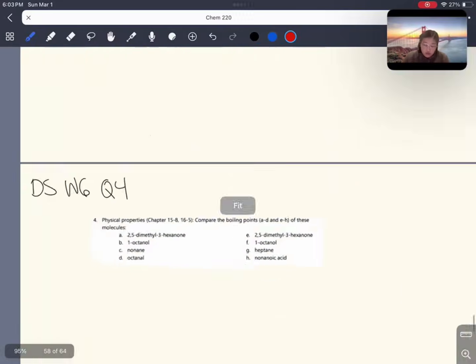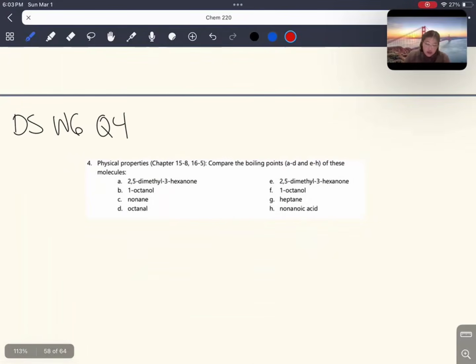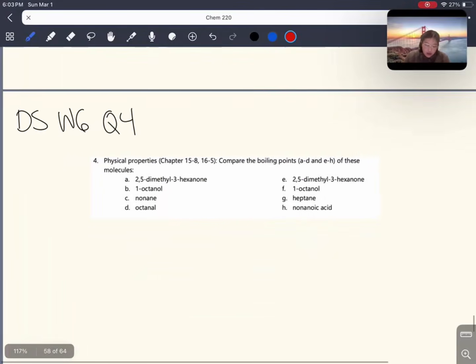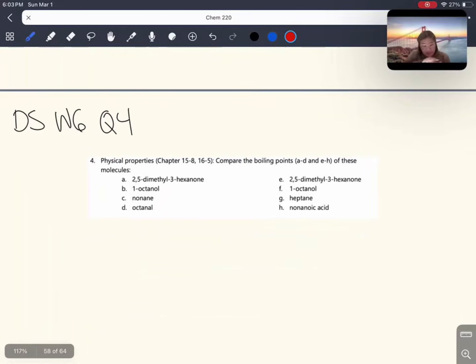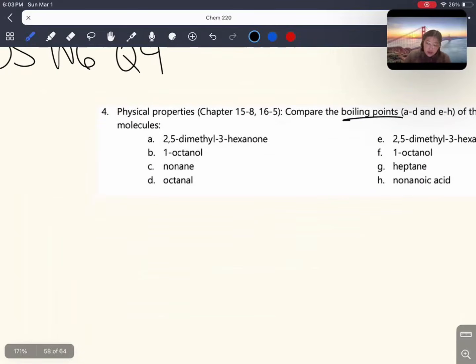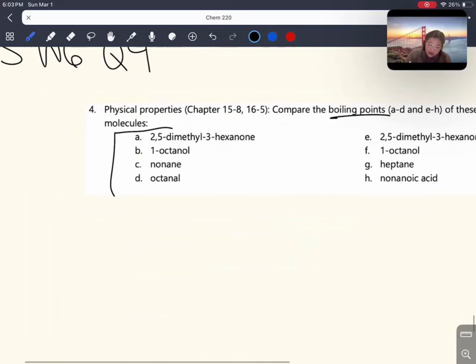So the next question is discussion section, week 6, question number 4. It also asks about physical properties. This time we're comparing the boiling points of these two different lists of molecules. We're comparing these four with each other and these four with each other. So I'm going to look at this list first.